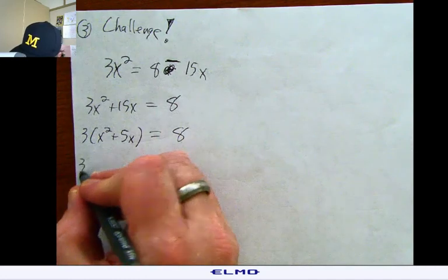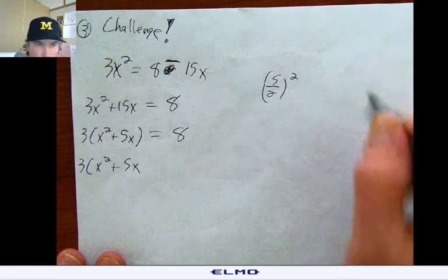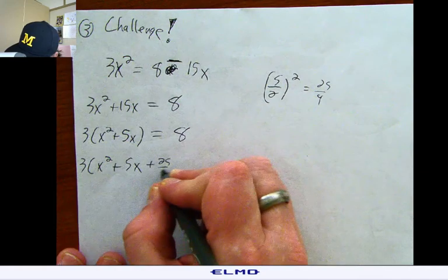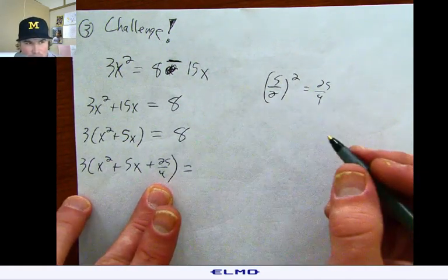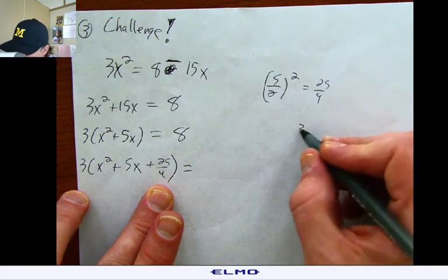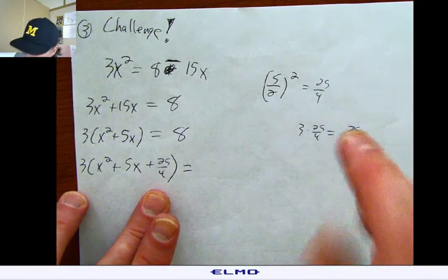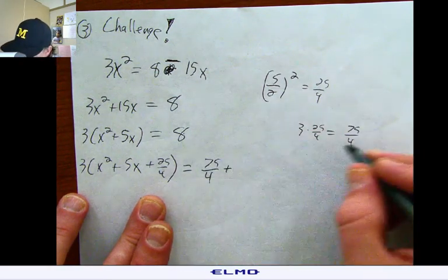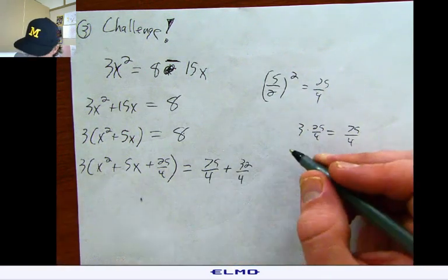And now I need to do the completing the square. X squared plus 5x. 5 divided by 2 squared is 25 over 4. So I'm going to add 25 over 4 here. Now because I didn't just add 25 fourths to this left side, 3 times 25 over 4 is 75 over 4, so I added 75 fourths to both sides. And then this plus 8, let's see, 8 is 32 over 4, so plus 32 over 4.